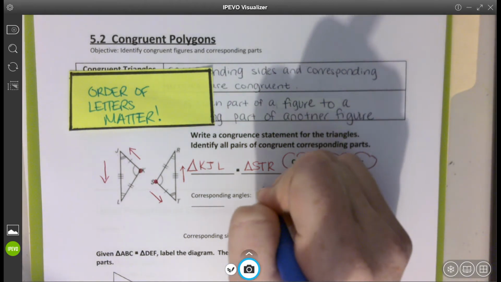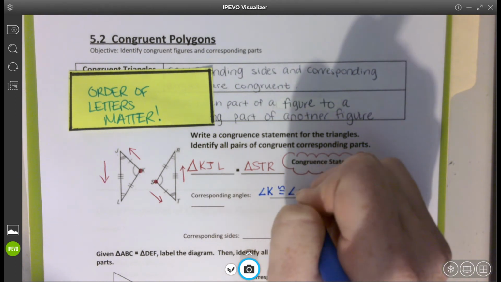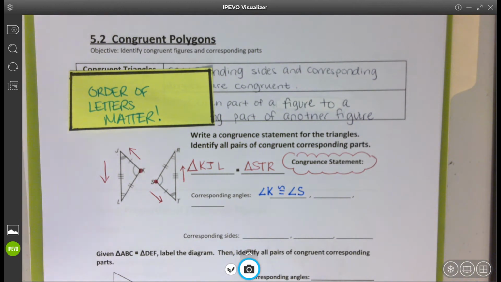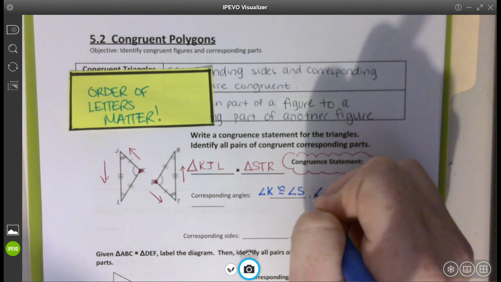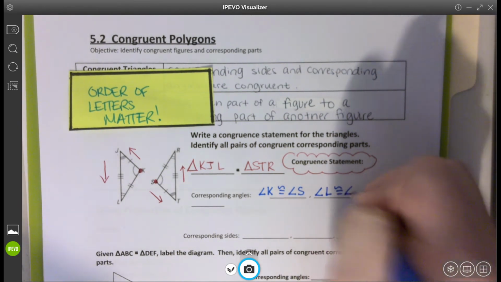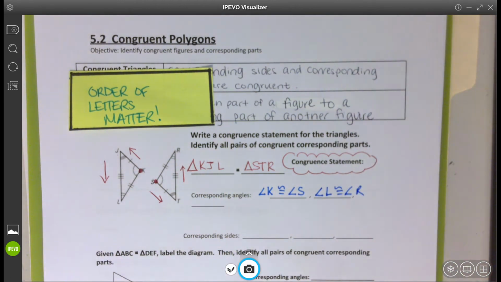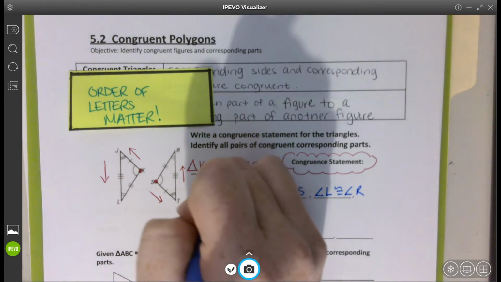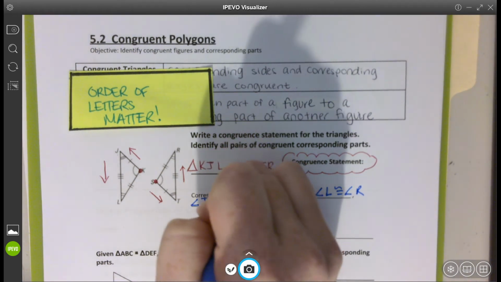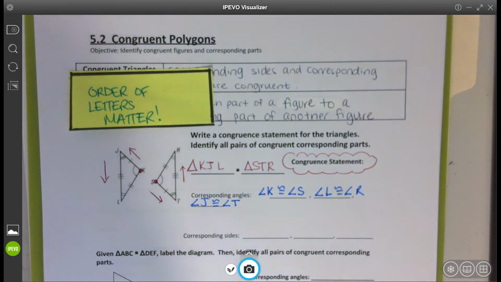So here I have angle K is congruent to angle S. Again, looking at the pictures, they both have 1 curve marking. Then I'm going to say angle L is congruent to angle R. Both have 2 curve markings. Making the last pair, angle J is congruent to angle T. Notice that I'm using my angle symbols and I'm also using uppercase letters.